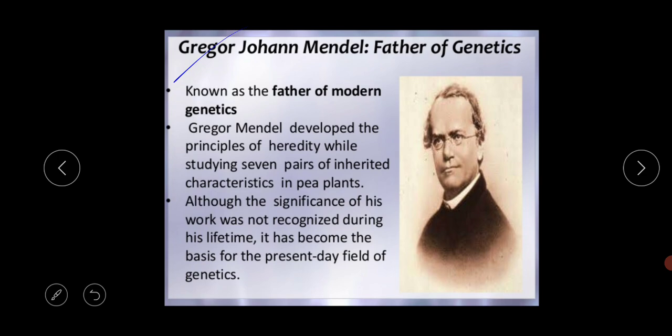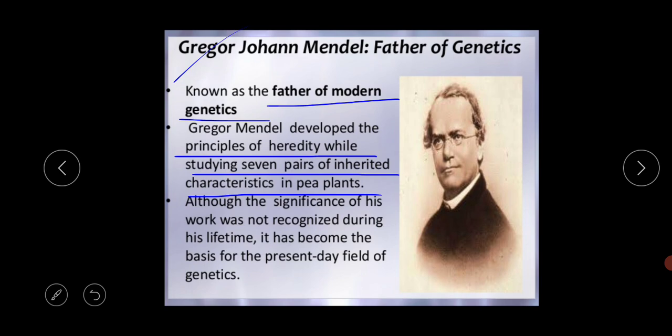All those things were questionable before this 19th century. So this scientist conducted experiments for the first time to understand the patterns of inheritance and variations in living things. His observation became the foundation of modern genetics and the study of heredity. So Gregor Johann Mendel is called the father of modern genetics, or father of genetics. He developed the principles of heredity while studying 7 pairs of inherited characteristics in pea plant.